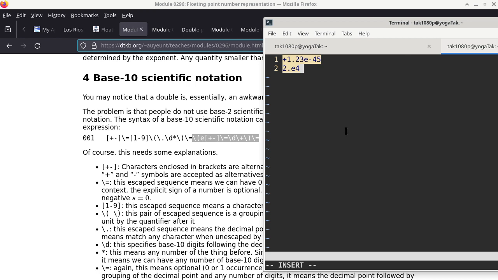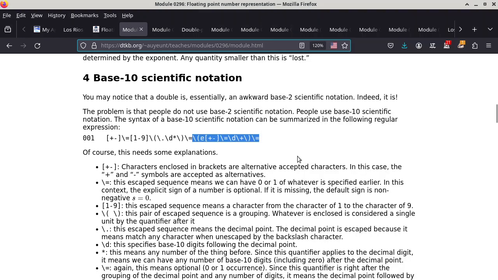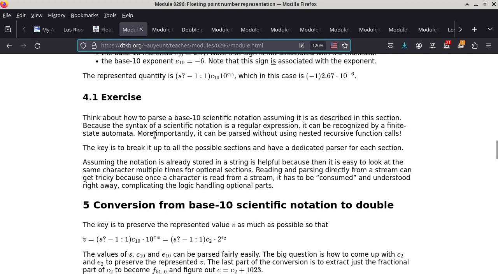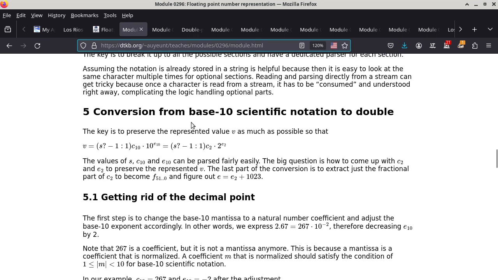All right. So with that all said, we are going to move on. There's a little exercise to ask you to write a parser, but I think most people do not want to do it, even though you should be able to do that, okay? Because once you have taken CISP 360, if I give you a string that is a properly formatted base 10 scientific notation, as described earlier, you should be able to write a parser to extract all the various parts of the base 10 scientific notation. But we are not going to do that. So what we'll do next is to talk about the conversion from a base 10 scientific notation to the double precision floating point number format.